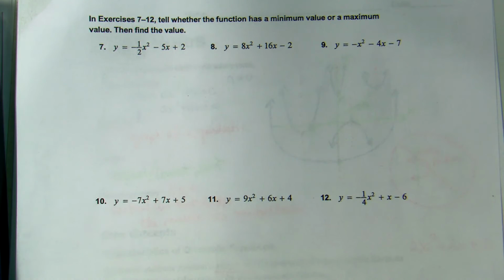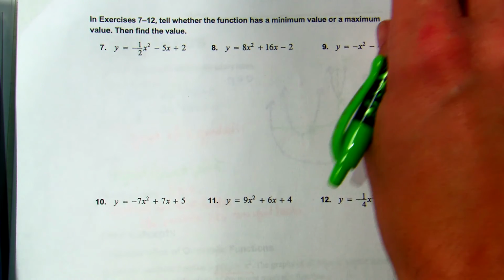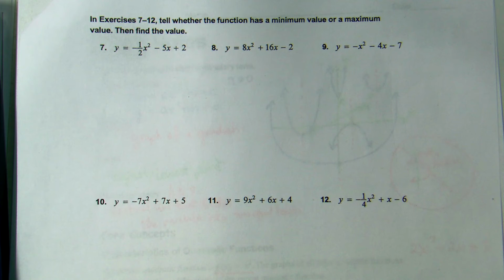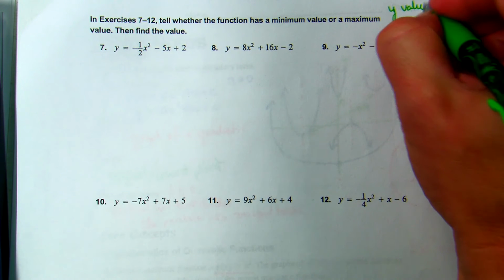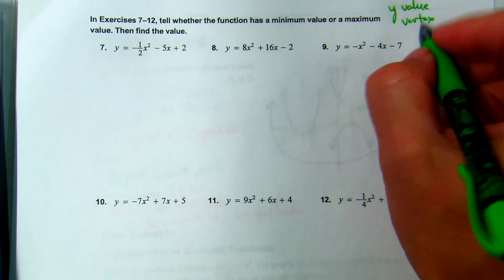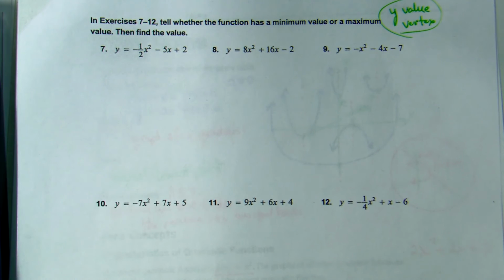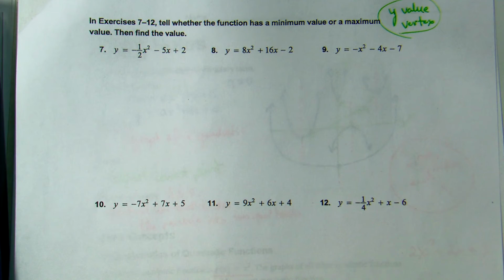It's asking us to find out whether the function has a min or a max. And then we've got to find the value. Well, the value of a min or max is the y value, right? It's the y value of the vertex. So if I'm going to find the y value of the vertex, I have to use all those steps I did before. I've got to find the axis of symmetry, plug that x value back in to find the y value. But the initial question is to find out if this is a min or a max.